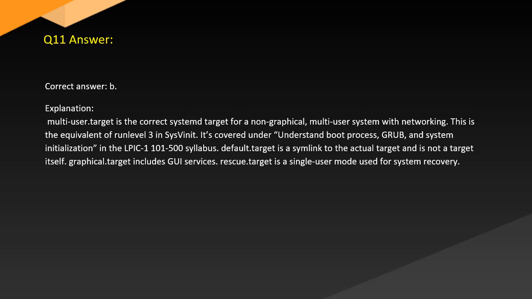Answer. Correct answer: B. Explanation. Multi-user target is the correct systemd target for a non-graphical multi-user system with networking. This is the equivalent of run level 3 in SysVinit. It's covered under understand boot process, GRUB, and system initialization in the LPIC 101-500 syllabus. Default target is symlinked to the actual target and is not a target itself. Graphical target includes GUI services. Rescue target is single user mode used for system recovery.